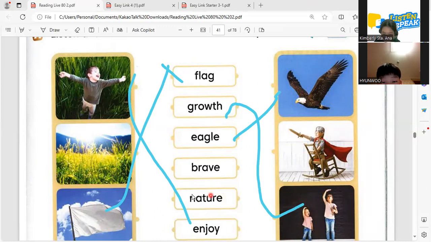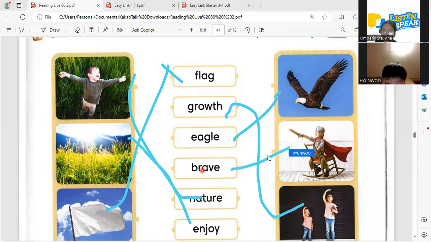How about this one? Nature. So nature is the plants, the mountains, the river, the ocean. You call that nature. Can you say nature? Nature. Okay. How about the word brave?